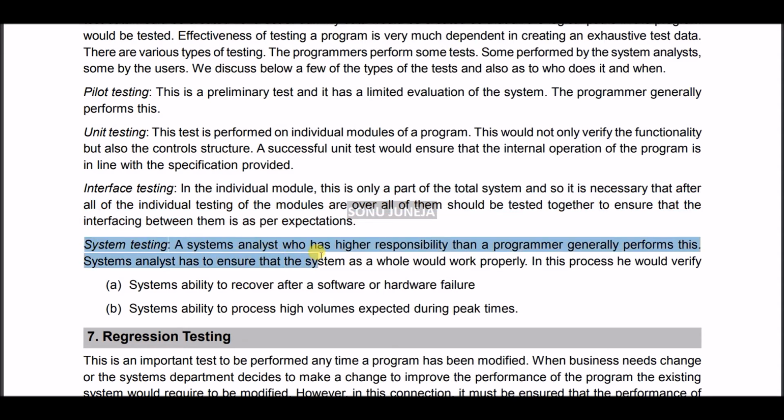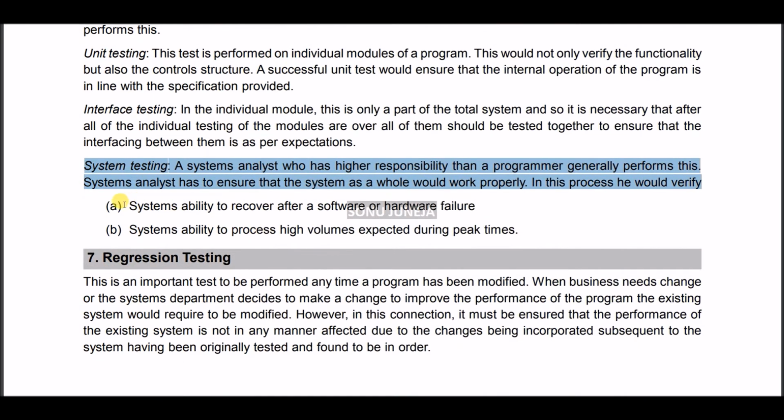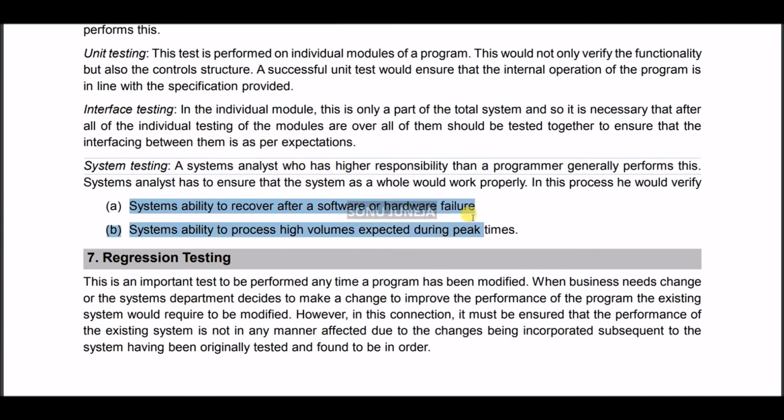System testing is a higher responsibility than what the programmer generally performs; the system analyst generally performs this. The system analyst has to ensure that the system as a whole works properly. In this process he would verify recovery after a software failure or a hardware failure.